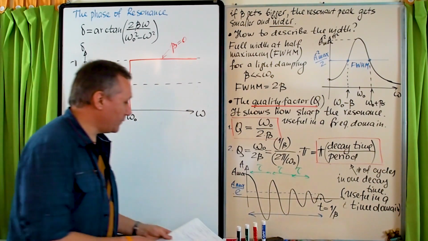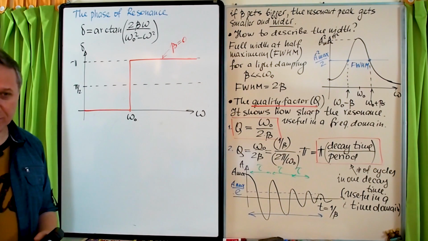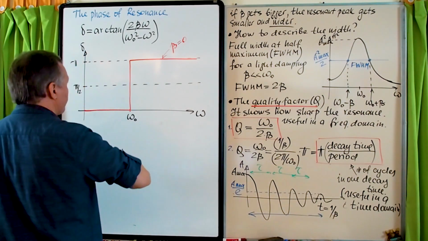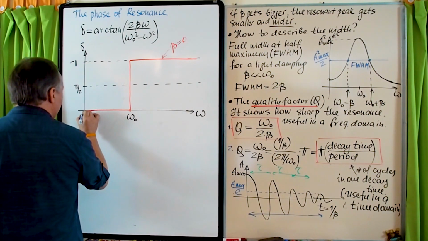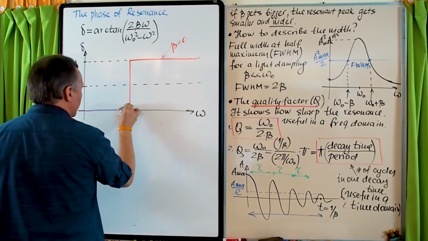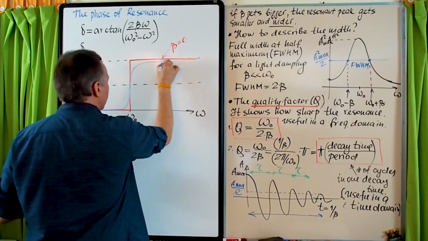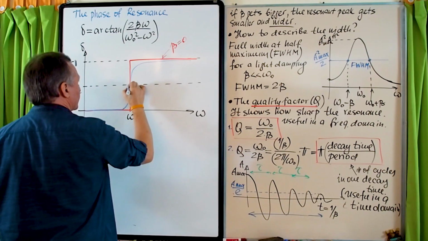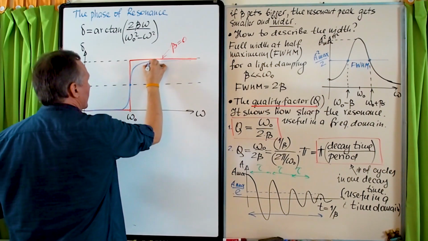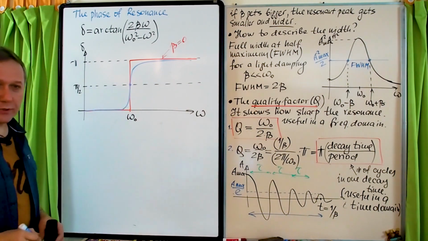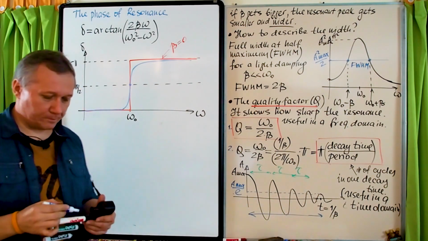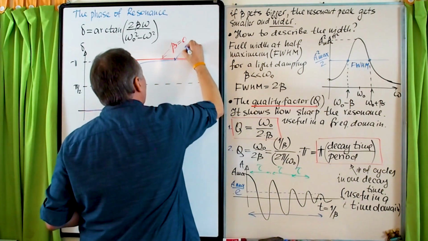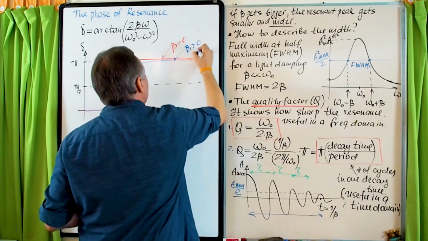Then, what if we add a small amount of damping? So beta is larger than 0. In this case, we will have something like this. Basically, it goes through pi over 2 at omega naught. So this is beta 1, let's say, larger than 0.